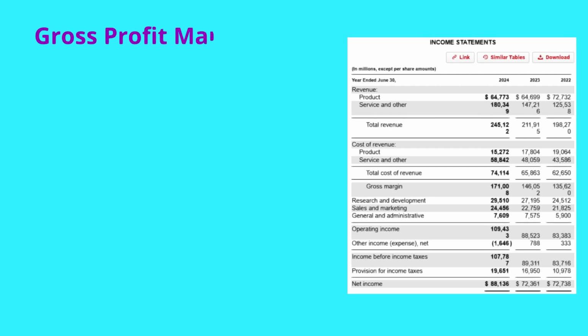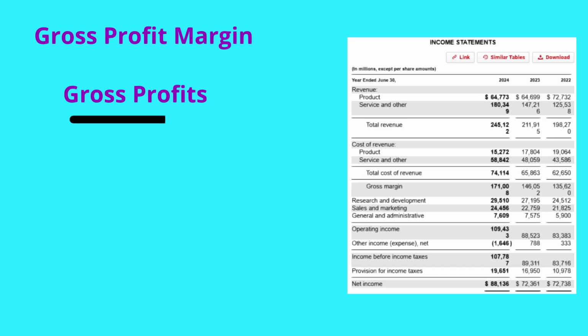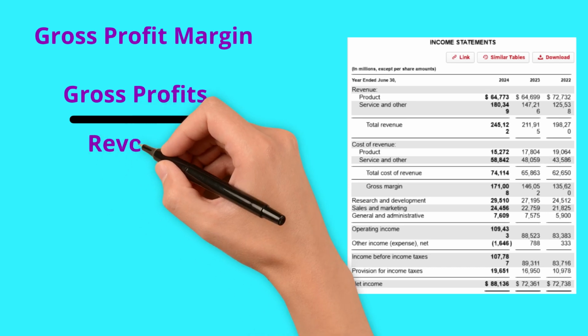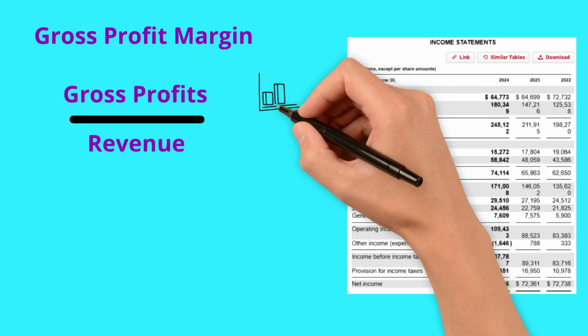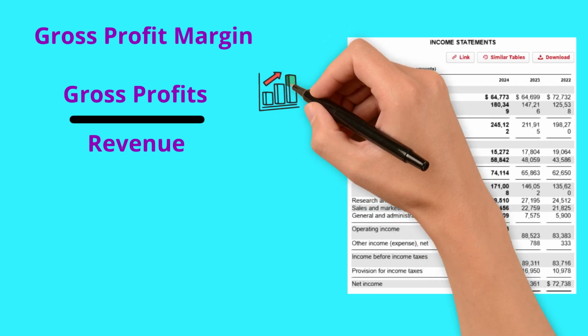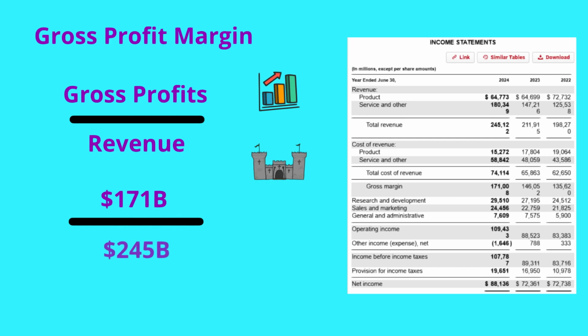First up, gross profit margins. The formula for gross profit margins is gross profits divided by revenues. This tells us how profitable the company's core products are as we subtract costs and labor to make the product or service from revenue to arrive at gross margins. Gross margins can also give us insight into potential moat and pricing power, very underrated. Using Microsoft's numbers, we have 171 billion divided by 245 billion, giving us a gross margin of 69.7%.